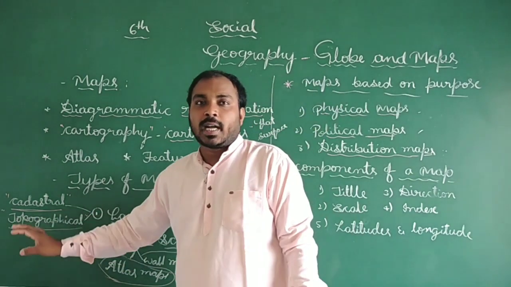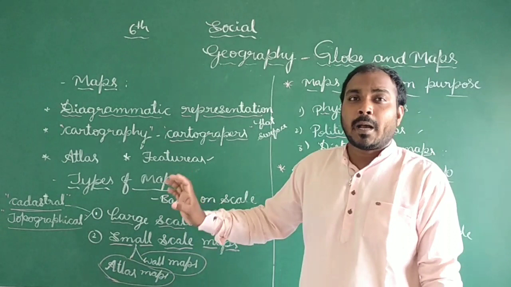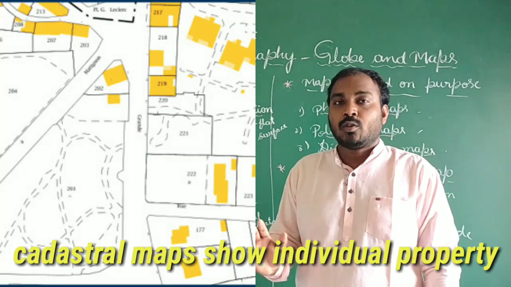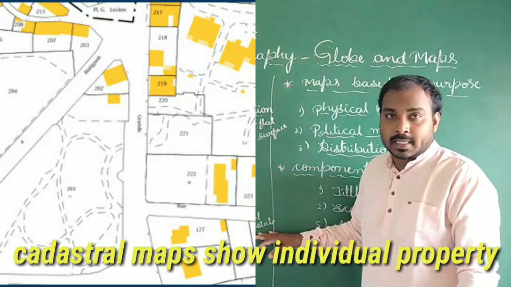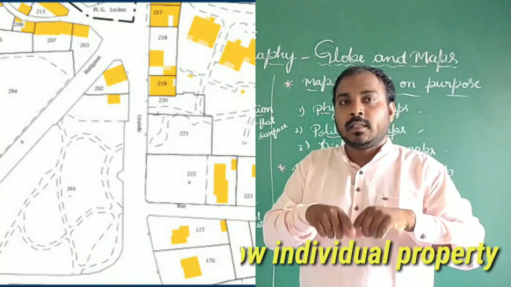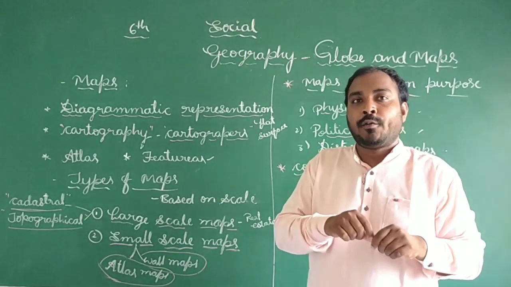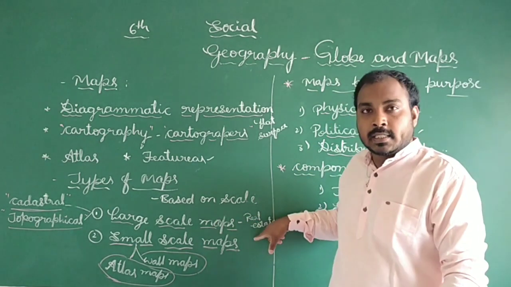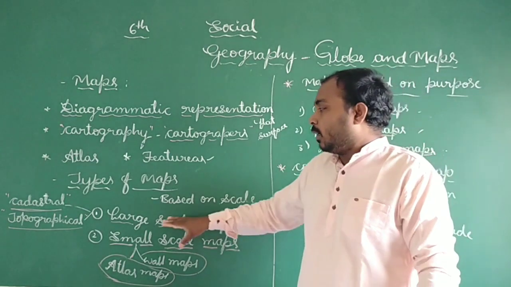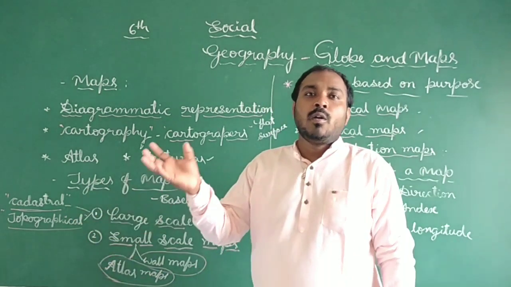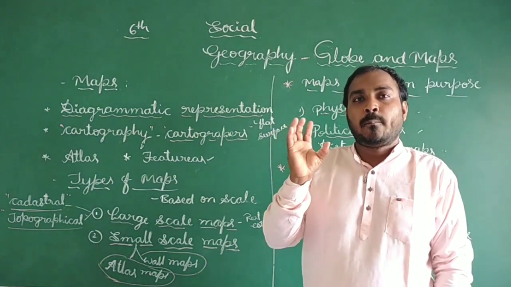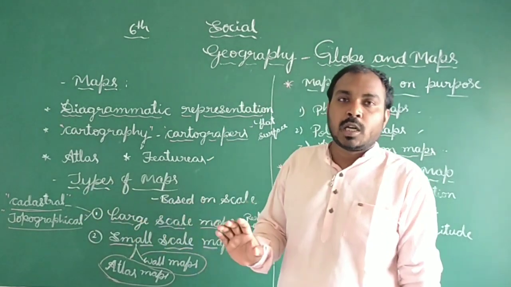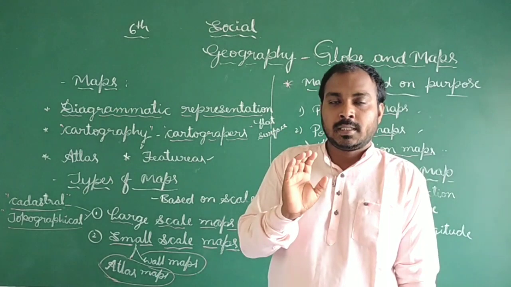So what is the meaning of cadastral maps? Cadastral maps represent one's own property or land, for example real estate. Maps of land revenue, land properties or real estate properties are called cadastral maps. They give the individual property information. Cadastral maps give information about individual properties.